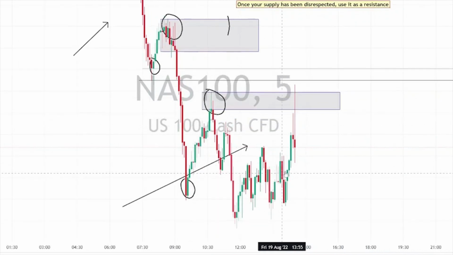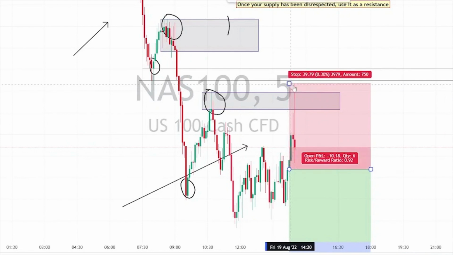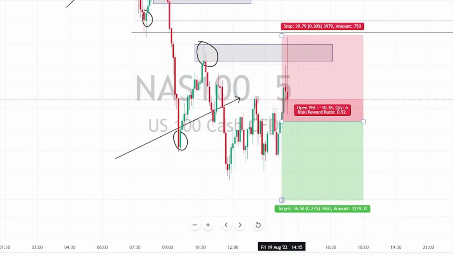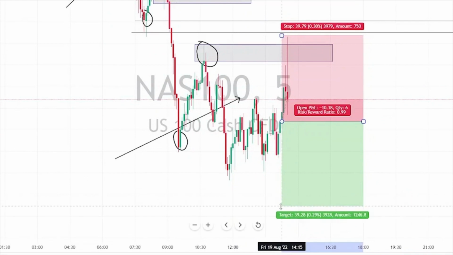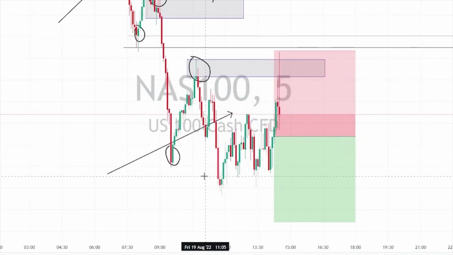Then I have to take the break of lows. I'm going to use the break of this green candle. Then my stop loss is going to be above the liquidity grab wick, and I'm going to take my 1-to-1 risk to reward. So that is what I'm going to wait for. You understand?